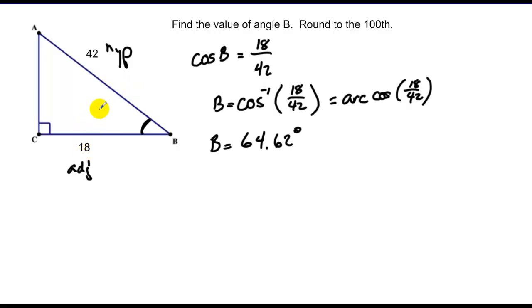Again, make sure your calculator is in degree mode. If you haven't gotten the values that I've received up to these points, your calculator is probably in radian mode, and we'll talk about radians later, but you need to make sure your calculator for now is in degree mode.